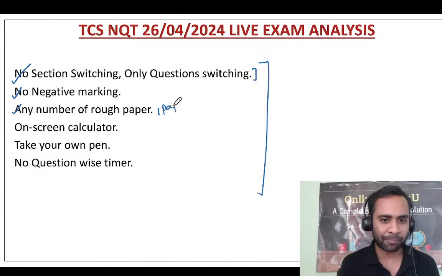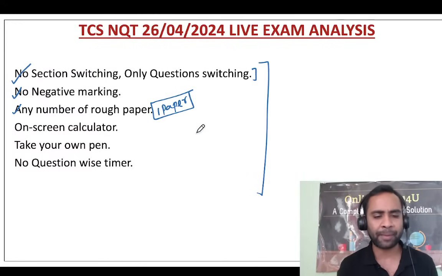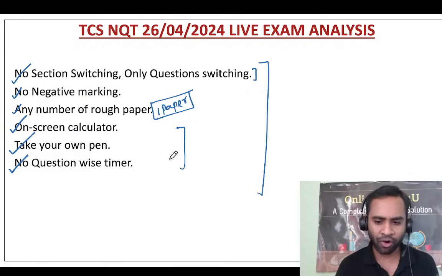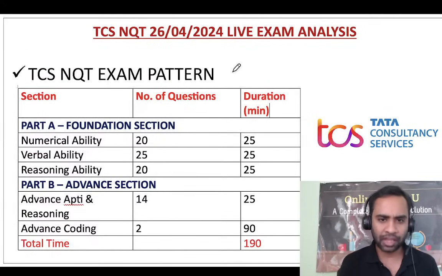First they will give you one paper. It might vary according to the center, but first they will give you one paper, and after that you can take multiple papers. An on-screen calculator was there. Please take your own pen, and there was no question-wise timer. I hope you got all your doubts cleared. The pattern was the same, there was no change in the pattern.